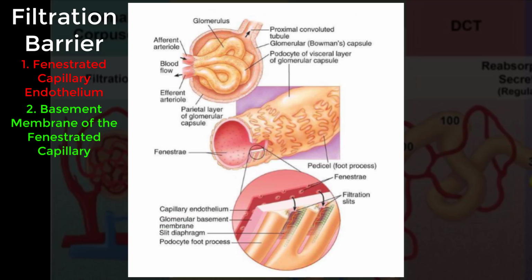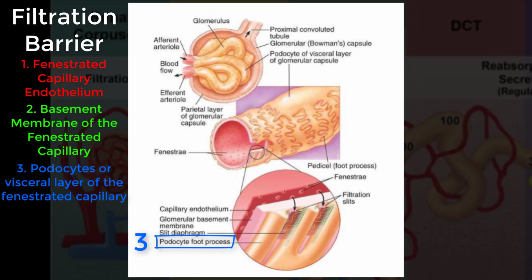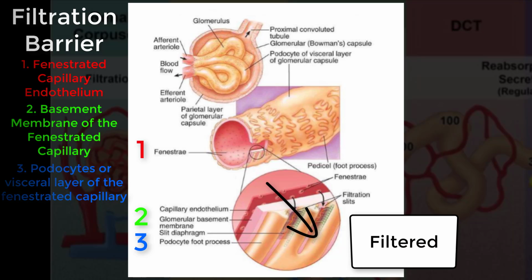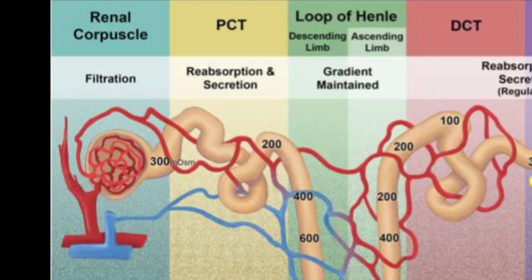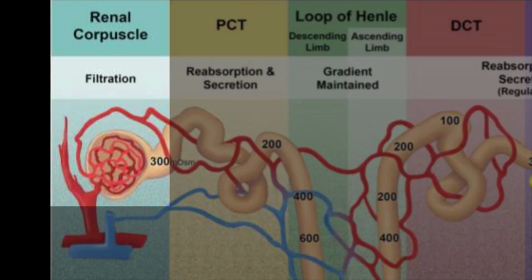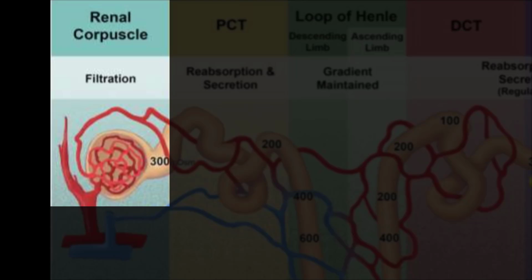The last component of filtration are podocytes, which make up the visceral layer of the fenestrated capillary of the glomerulus. These podocytes are finger-like processes that create slits of filtration that add another barrier to the filtration process. These three layers are the filtration barrier. If any substance makes it through this barrier, we say it was filtered. Hence why filtration is strictly reserved for the renal corpuscle, and filtration will never occur anywhere else through the nephron.